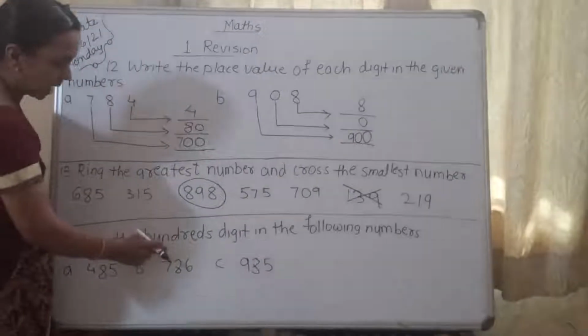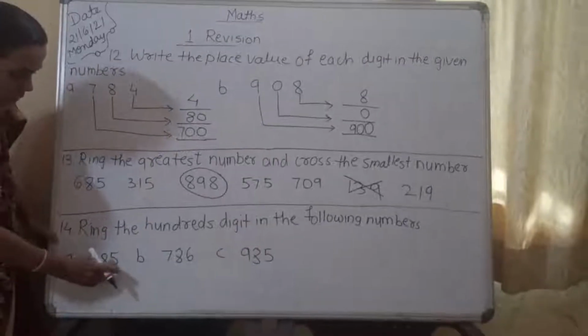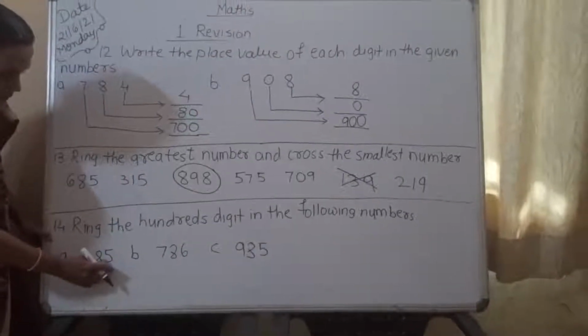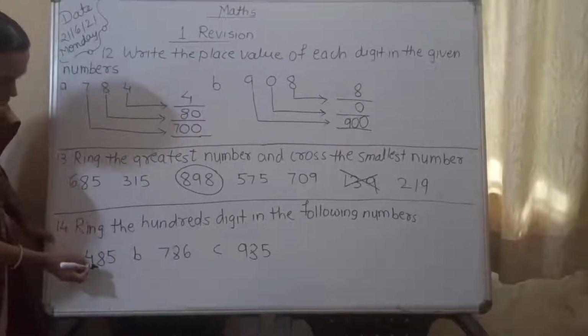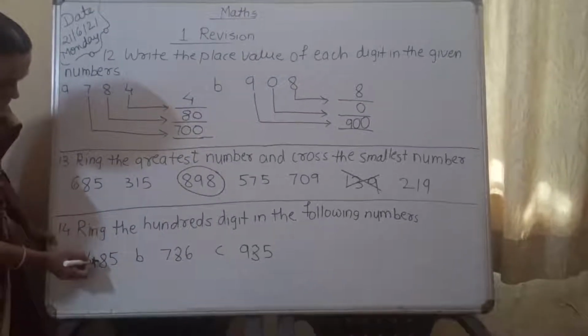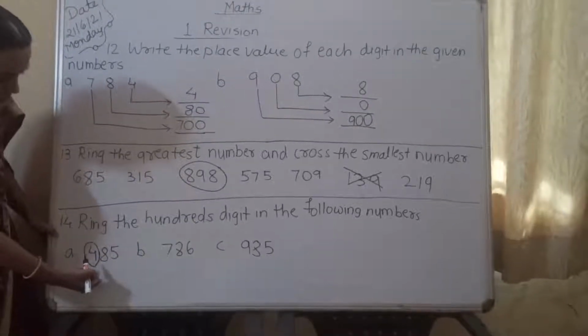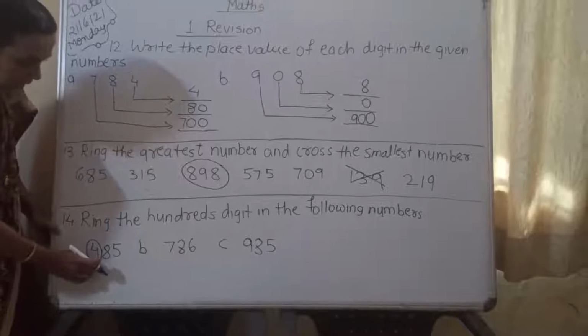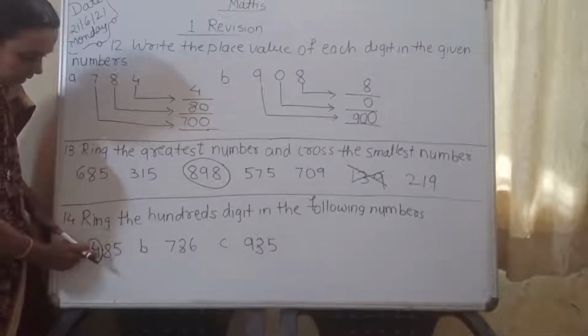Now see 14th question. Ring the hundreds digit in the following numbers. So 485. Ones, tens, 100. So what is the question? We have to ring. Ring means circle. We have to circle this 100 number. So in this number 4 is the digit that is at the hundreds place. So we have to do here circle.